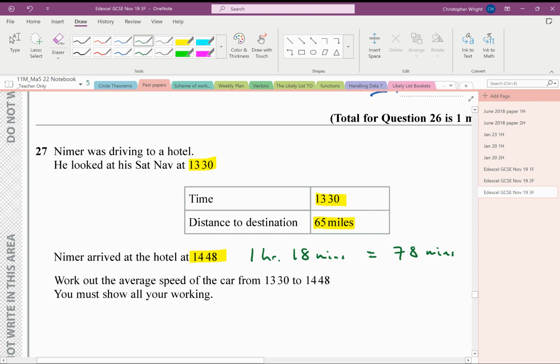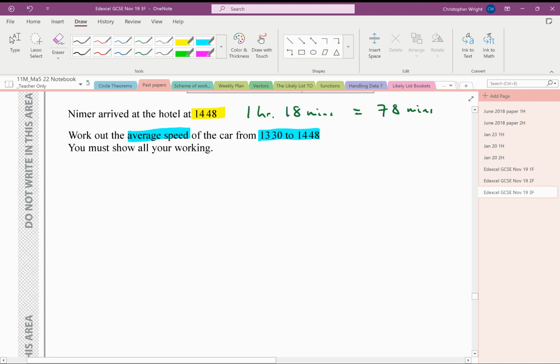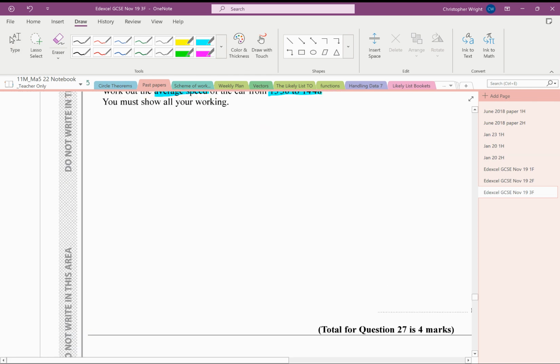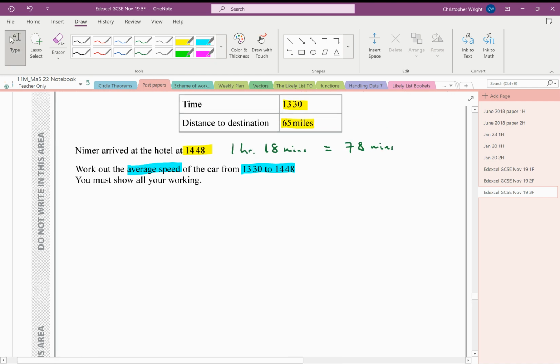Work out the average speed of the car, from that time to that time. You must show all your working. And does it tell me what units? Oh, look, here's the answer in miles per hour. Okay, well, I know that he travelled 65 miles in 78 minutes, don't I?